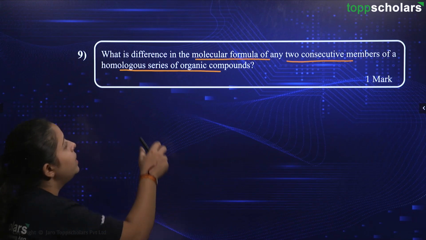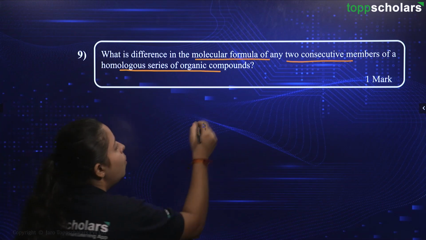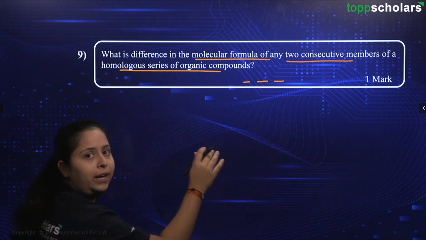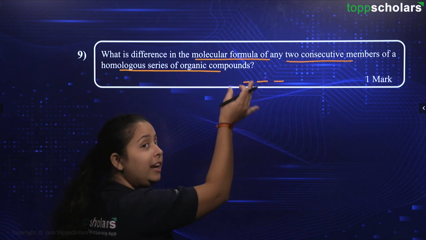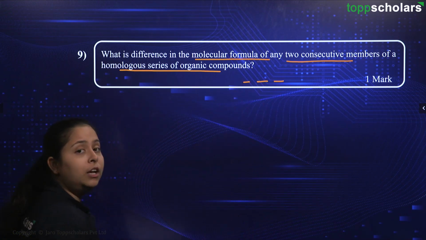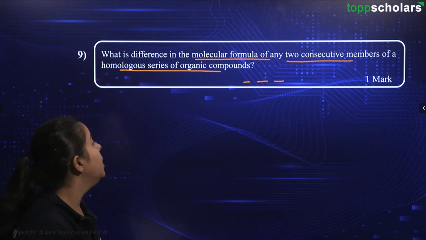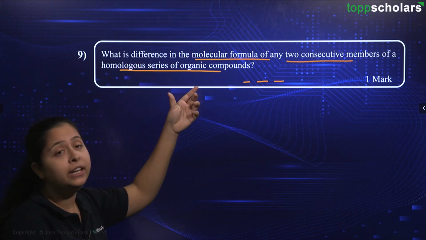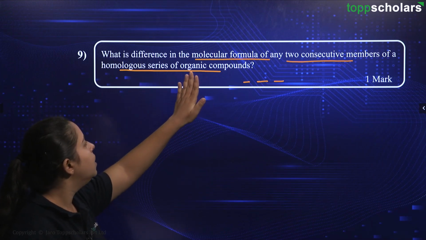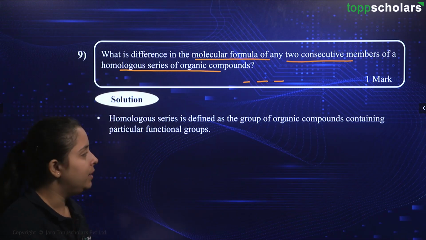Over here we are asked what is the difference in the molecular formula of any two consecutive members. Consecutive members means one is followed by the other. These are consecutive, but not this one and that one, because there is one more member in between. So these two are not consecutive. One followed by another forms the consecutive pair. Again, a general understanding of the terminologies. Coming back to the question, what is the difference between two consecutive members in a homologous series of organic compounds? So friends, the correct answer is the CH2 unit. That is the difference.